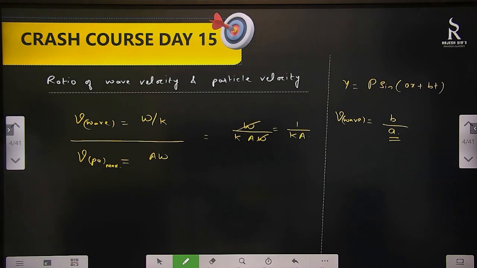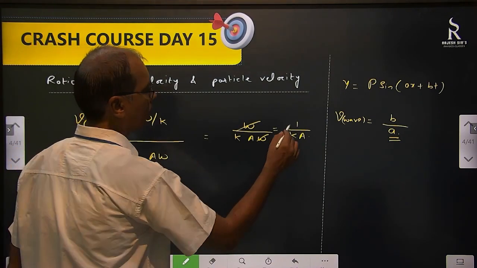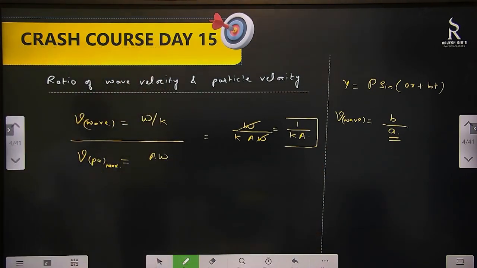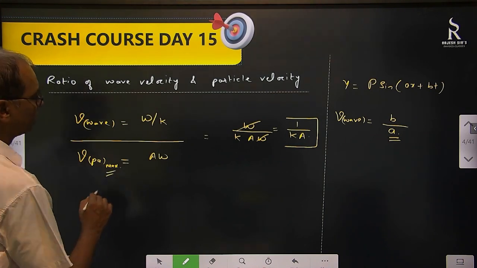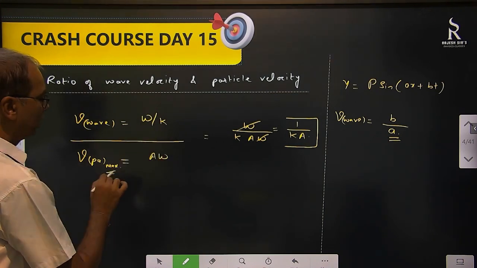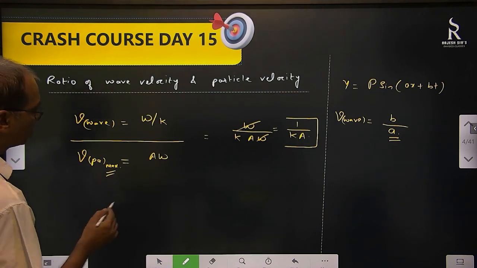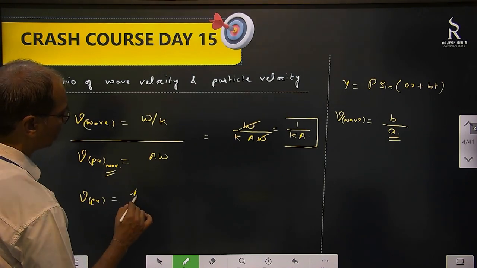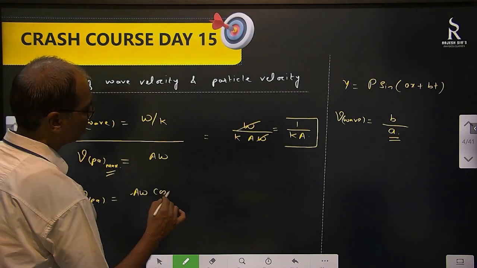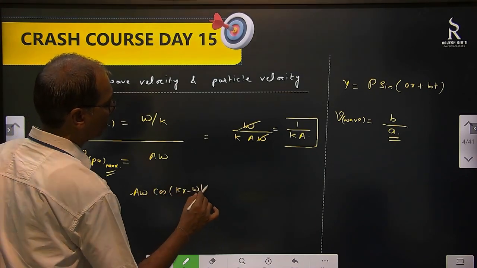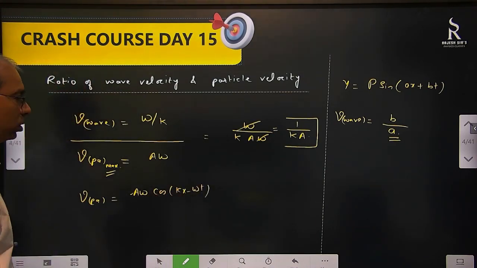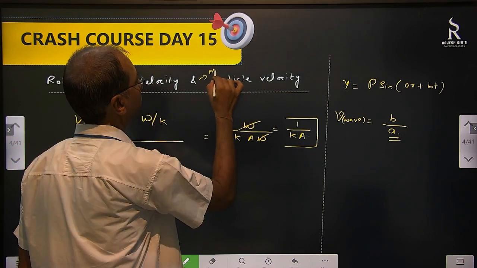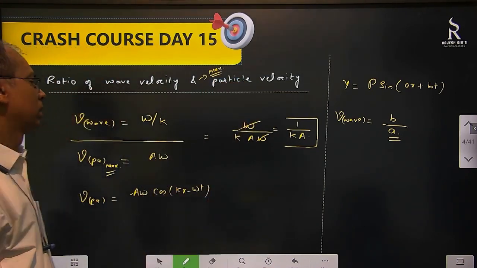Yes or no? 1 by k, this is the ratio of the velocities. But if it's not maximum, then it will be in terms of t, whereas this is constant, here this will become in terms of t. So the velocity of the wave is this only. Velocity of the particle, if you have tried, what will you be writing? You will be writing A omega cos(kx minus omega t). So in this one, the time factor is there. So definitely this is the ratio of wave velocity and particle velocity. Which particle velocity? Maximum particle velocity. Okay, all right.